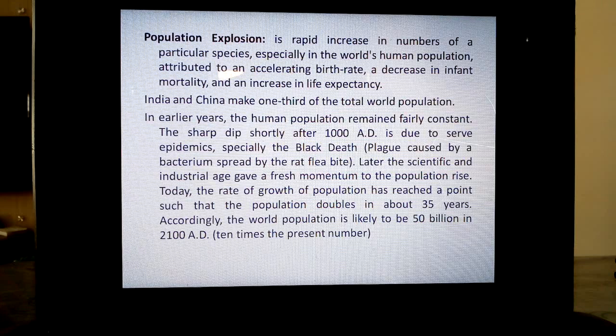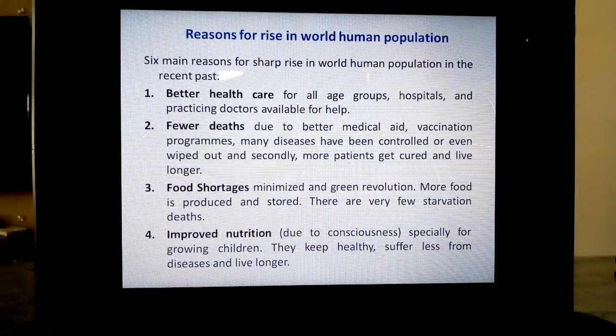That means, according to the estimate, the world population is likely to be 50 billion in 21,000 AD, 10 times the present number. So imagine the increase, double. With this population only we are struggling so much. Imagine double the population. So the resources we are getting will be half only.